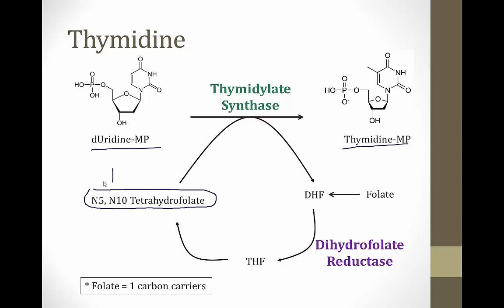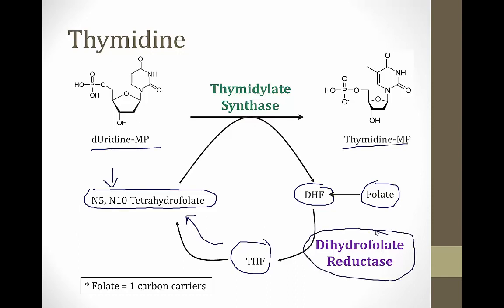And the way levels of this molecule are maintained is by taking folate from the diet, converting it to dihydrofolate, and then to tetrahydrofolate, and finally into N5,N10-methylenetetrahydrofolate. The enzyme that converts dihydrofolate to tetrahydrofolate is called dihydrofolate reductase, and I've bolded this in purple here because we'll talk about in a minute how there are some drugs that inhibit this enzyme.